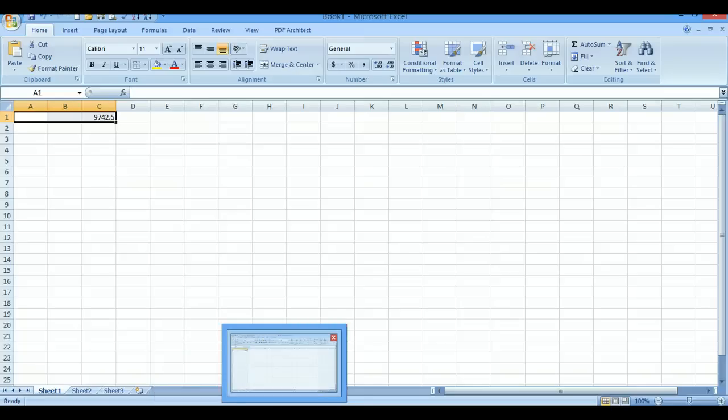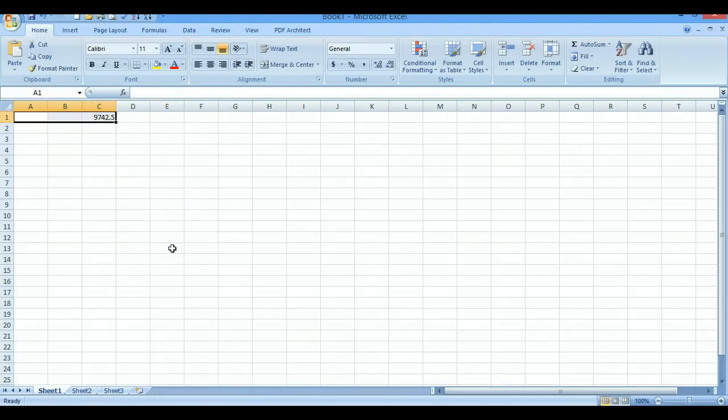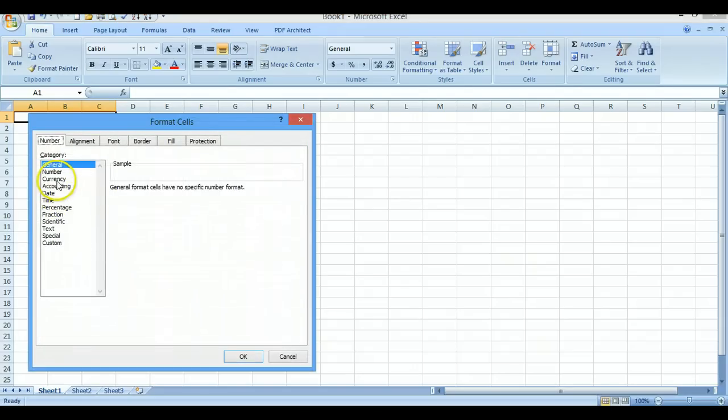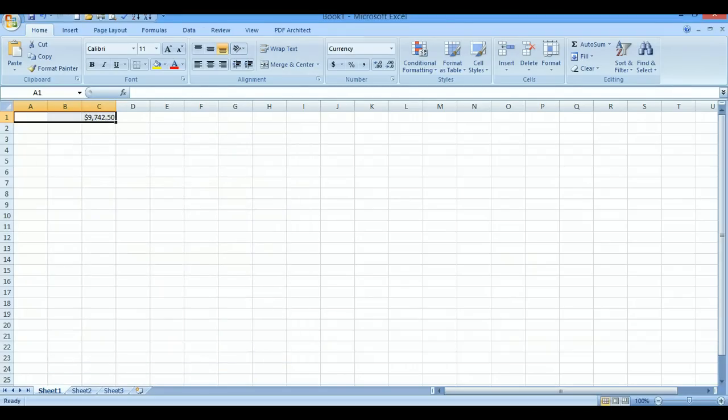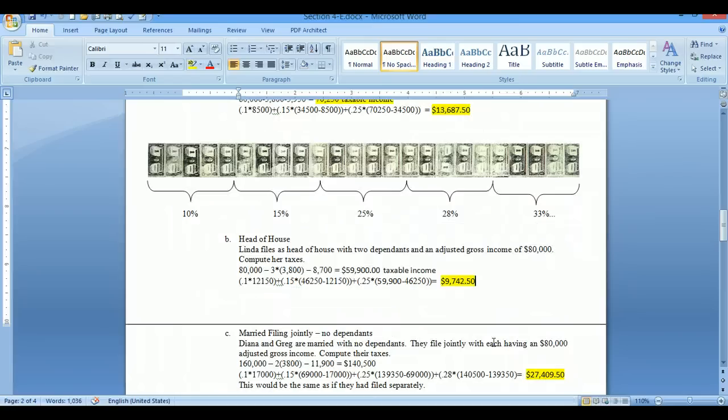And I can go ahead and format that cell to be currency, and then I can copy and paste it right back into here, $9,742.50. Let's go to the next one, married filing jointly with no dependents.